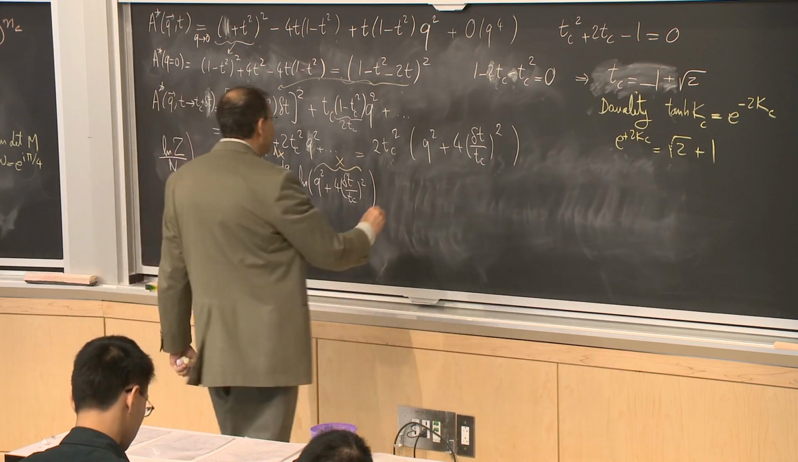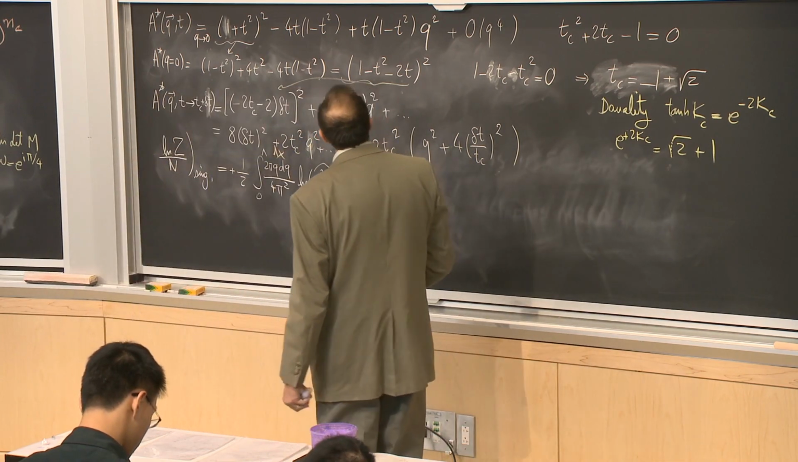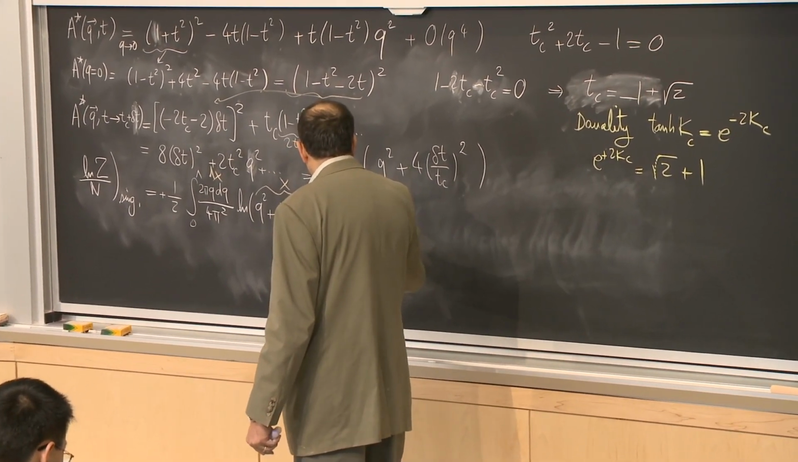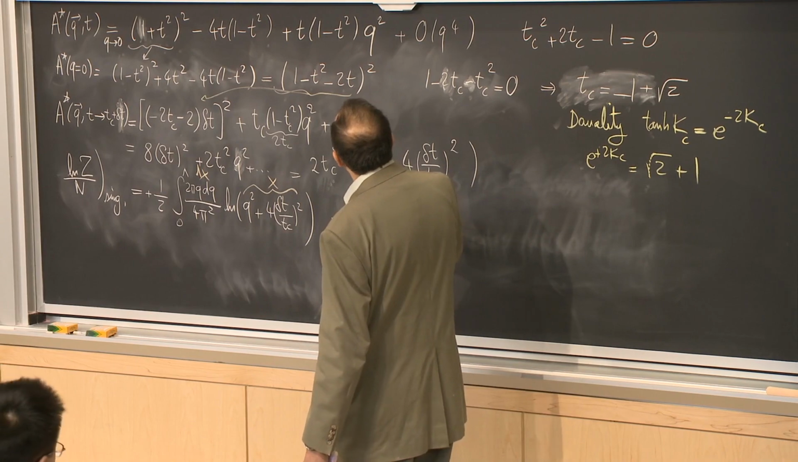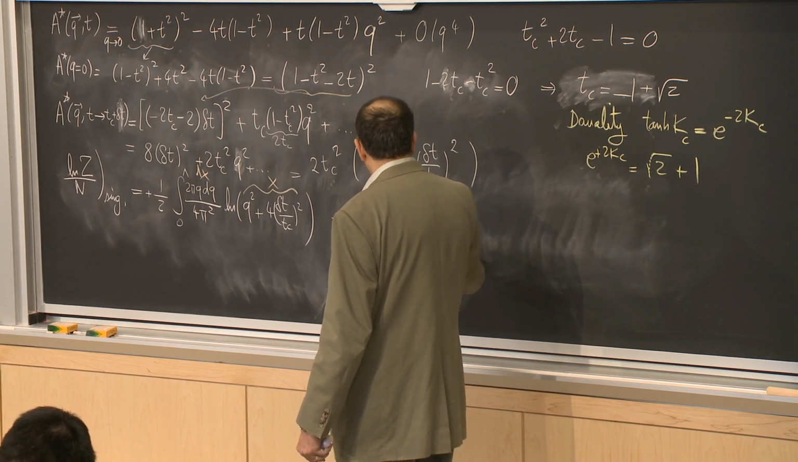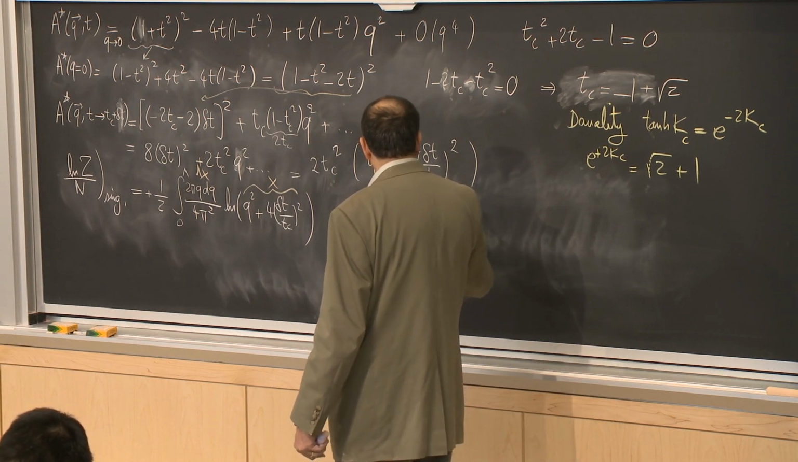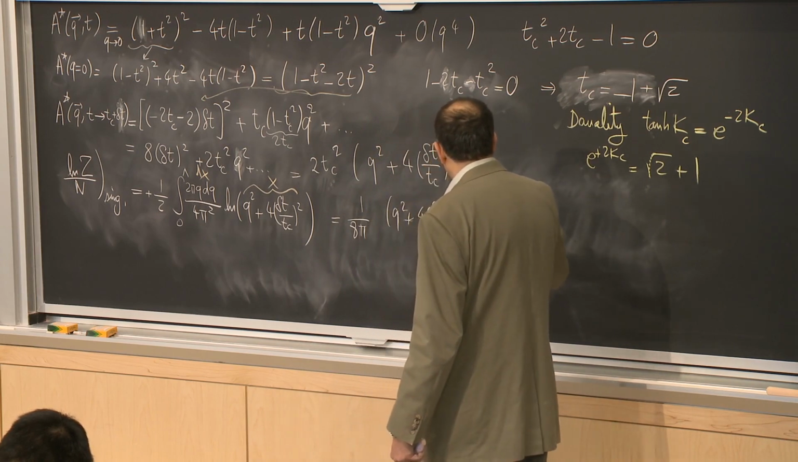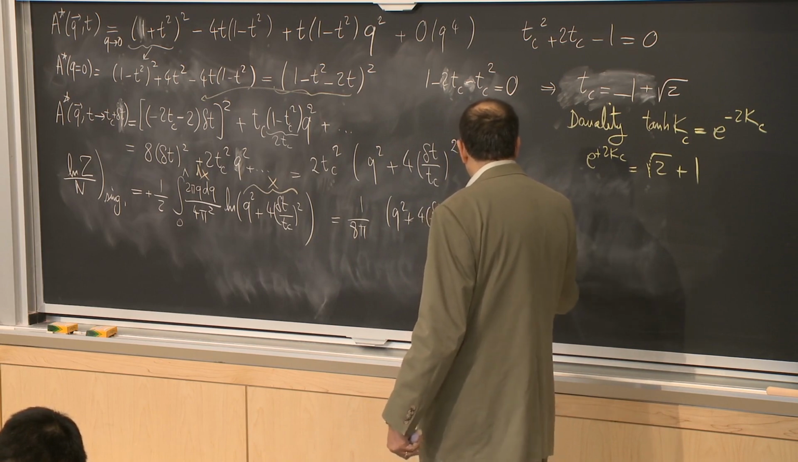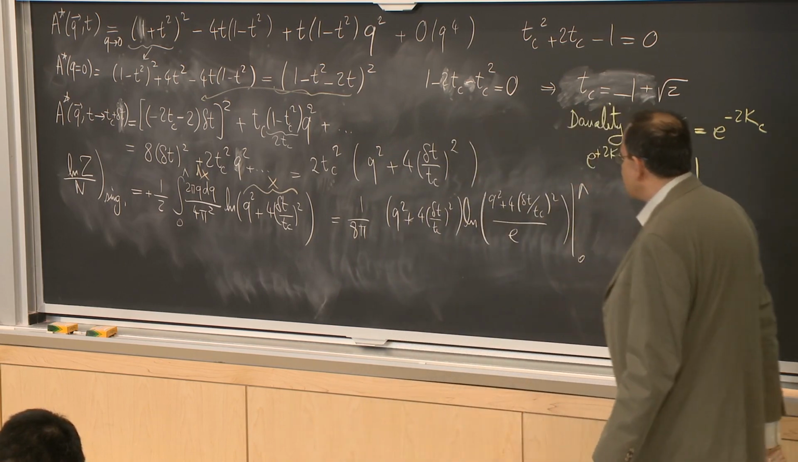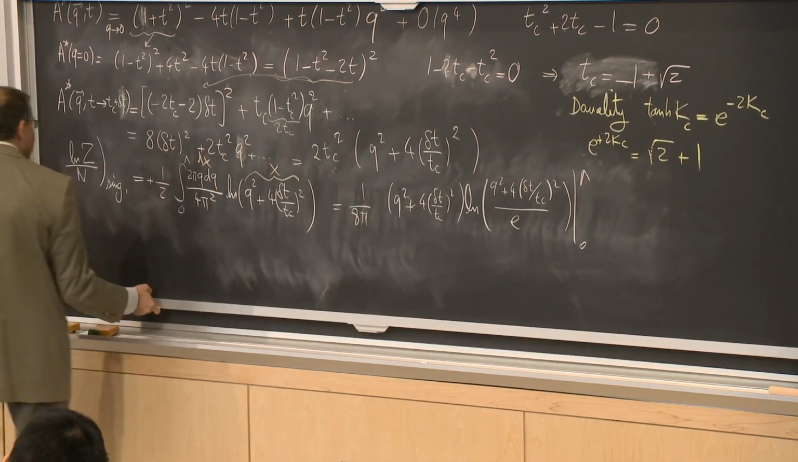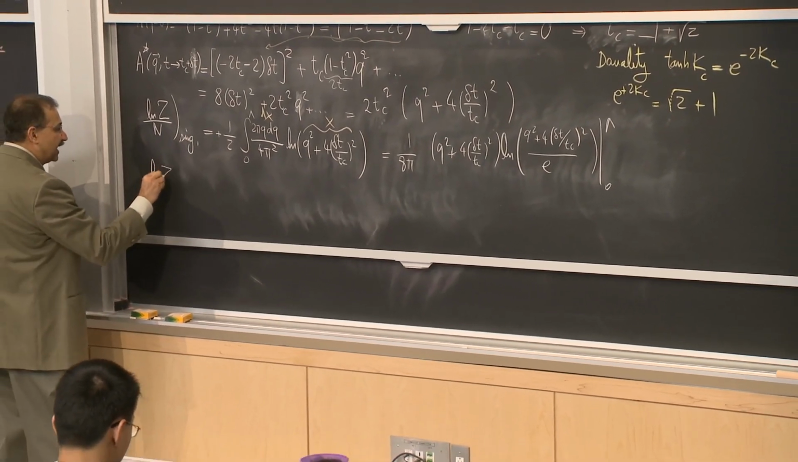And what I will find is that I will evaluate it as 1 over 8 pi integral, essentially q squared plus 4 delta T over Tc squared log of q squared plus 4 delta T over Tc squared over e, evaluated between 0 and lambda. And the only singularity comes from the evaluation that we have at the origin.